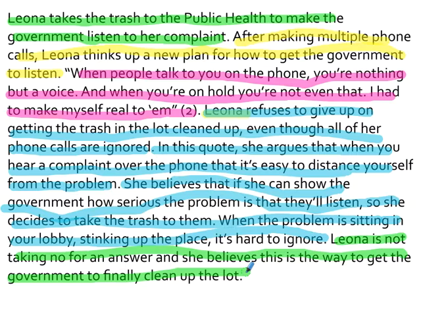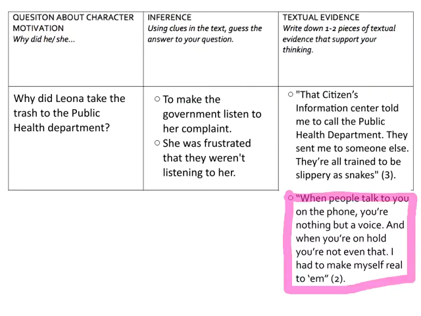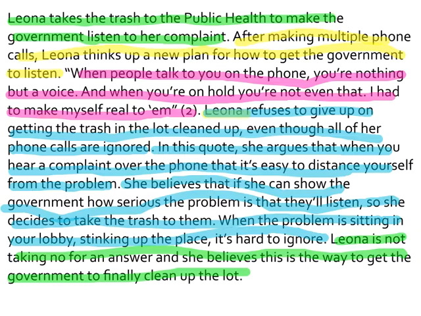Okay, your job right now is to choose one of your inferences that you made about character motivation within "Thank You, Ma'am." I encourage you to choose the inference that has the strongest evidence because you are going to need to do a lot of writing about it. And then write your analysis paragraph. Okay, if you have questions, feel free to ask.